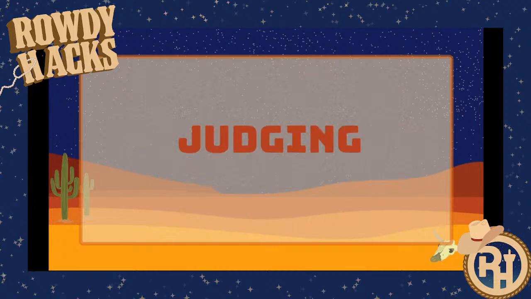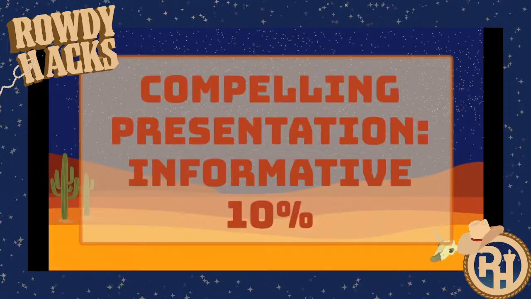Oh, sorry, judging. So judging, we'll go over all the stuff for judging now. Compelling presentation, informative, it's about 10%. Did you explain the technical aspects of your project? Did you use an API for it? Did you create your own server? Are you hosting it somewhere?